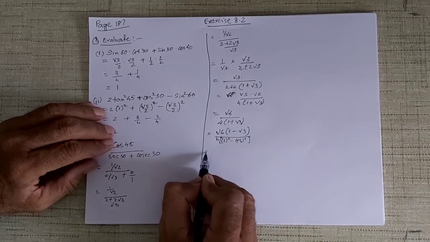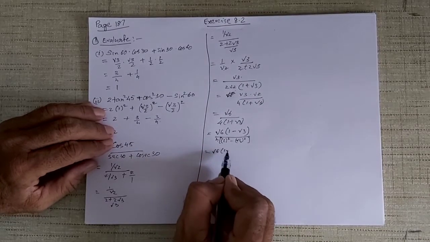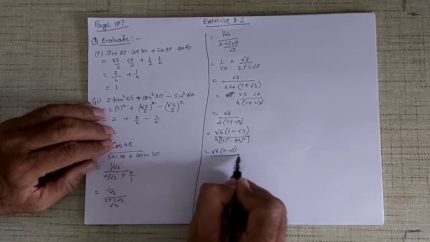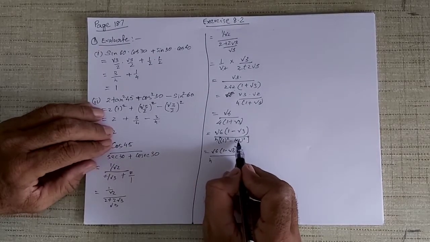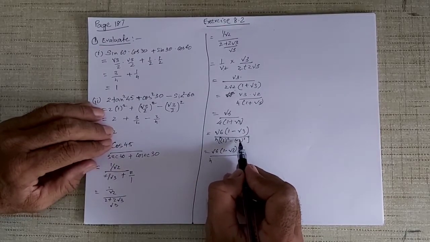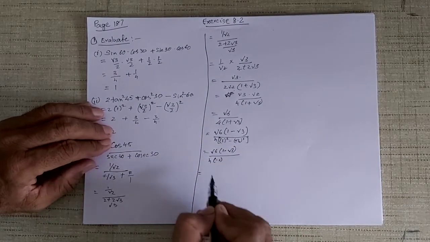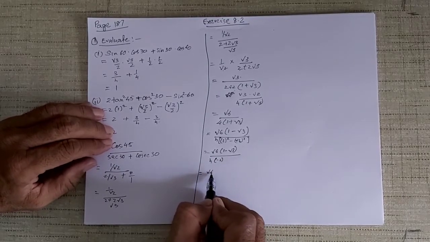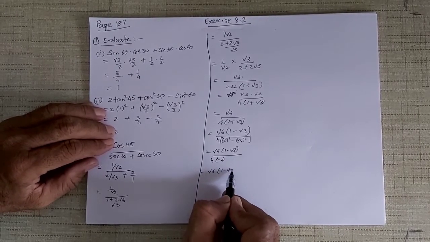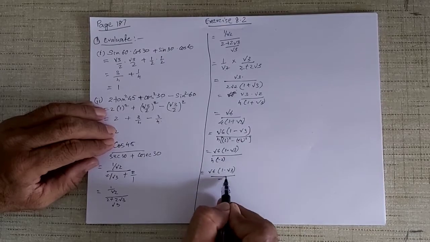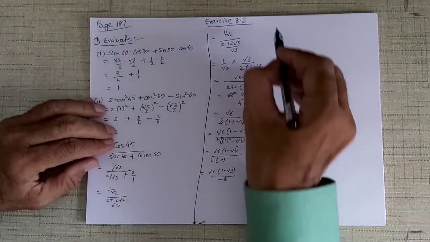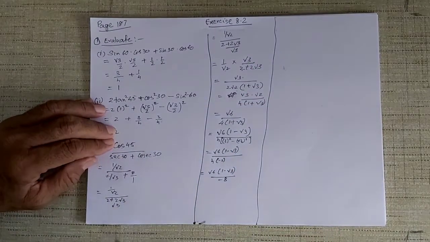Okay, that is root 6, 1 minus root 3 upon 4 root 3 square. What is the square of root 3? It is 3. 1 minus 3 is minus 2. Okay, so 4 into minus 2. So I get here root 6 into 1 minus root 3 upon minus 8. Okay, now there is no need to simplify it any further.